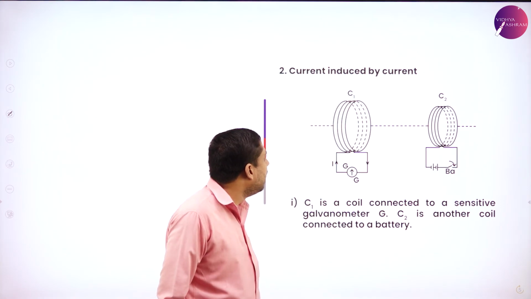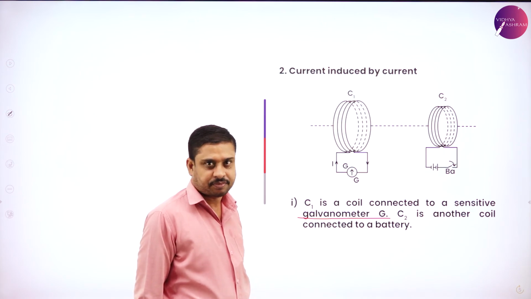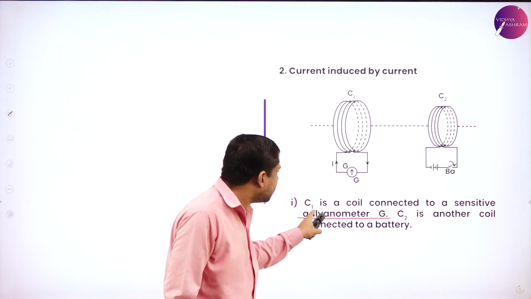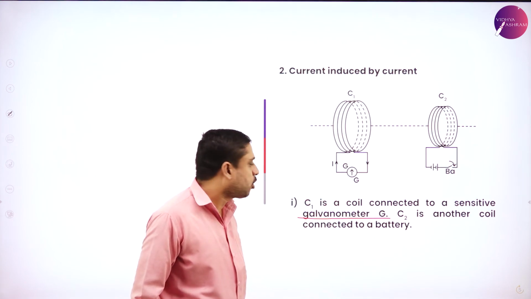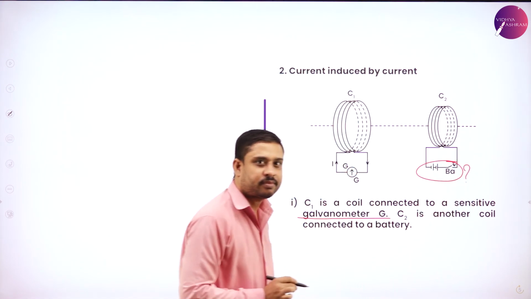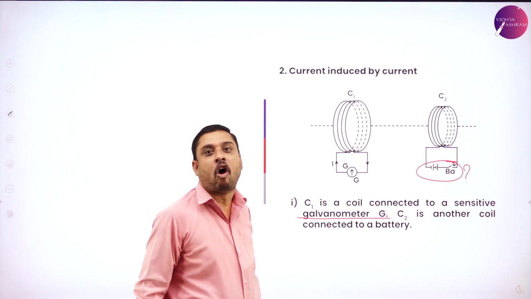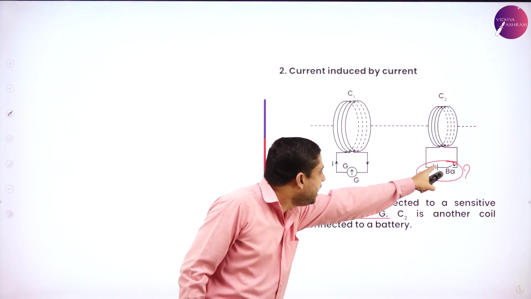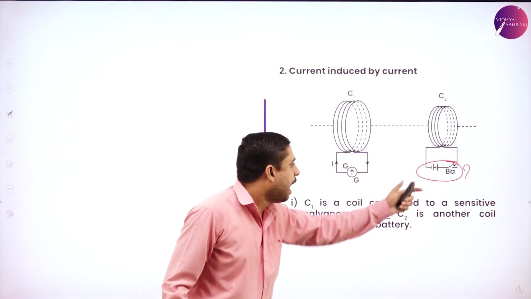So C1 is a coil connected to a sensitive galvanometer G. What is C1? It is a coil which is connected to a sensitive galvanometer G. C2 is another coil connected to a battery. Now, why do I require a battery here? That is because I want current inducing current in another coil. Very clearly, current induced by current. So I require a source of current in the latter one. So I have used a battery.